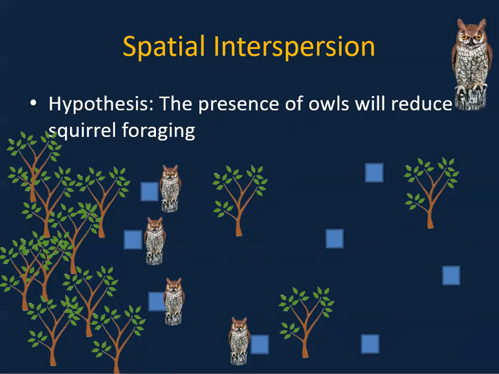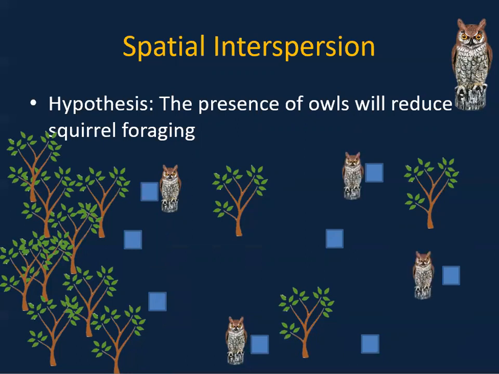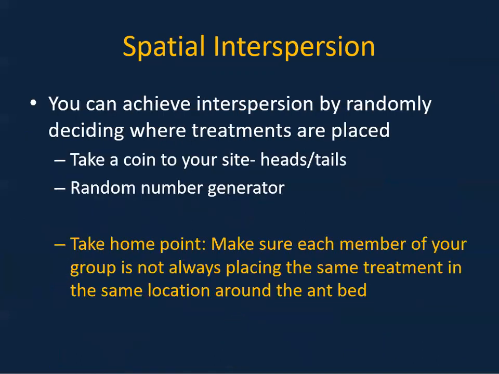So one easier thing that you could do is just intersperse everything out. And now you have 2 owls blocking the trees and 2 owls blocking the field. And now we have a more true data set and something that won't cause as much variation. So you can achieve interspersion by randomly deciding where to place your treatments, like taking a coin and flipping for heads or tails, or using a random number generator. The take-home point from all of this is to make sure that each member of your group is not placing the same treatment in the exact same location around every ant bed.